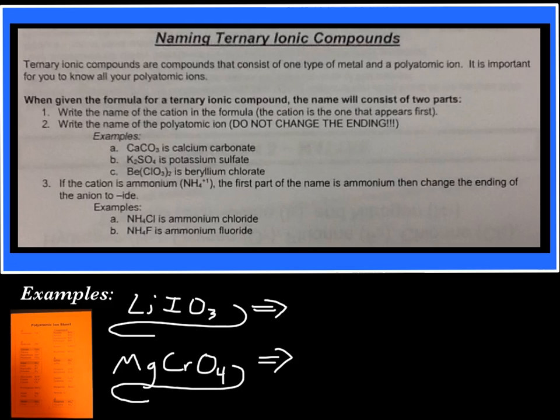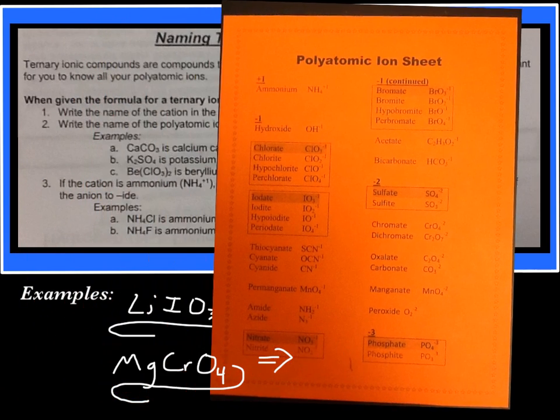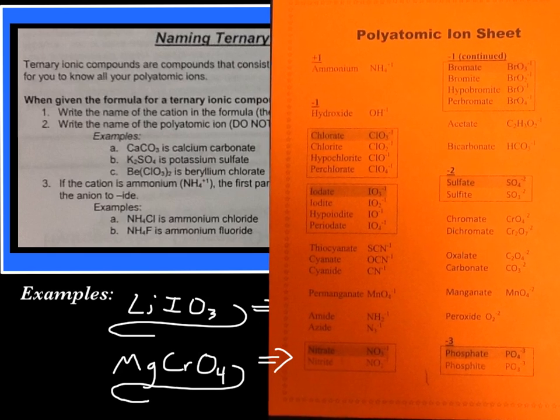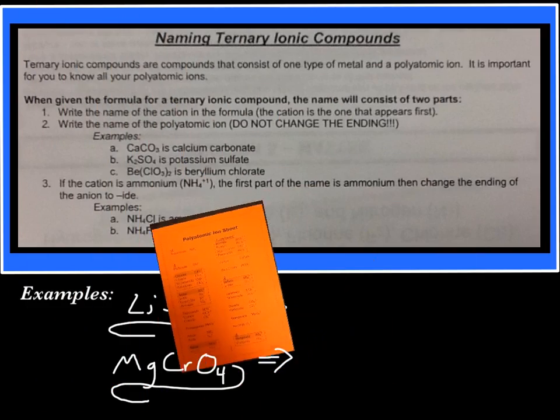Okay, so naming ternary ionic compounds. Ternary ionic compounds are compounds that consist of one type of metal and a polyatomic ion. It is important for you to know all of your polyatomic ions. And just in case you don't have them memorized, they're right here. You should have them memorized since you're in AP Chem now. You will fail if you don't memorize all these. So memorize them. They're important.